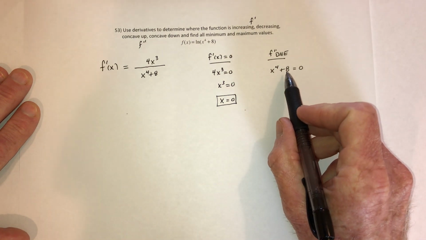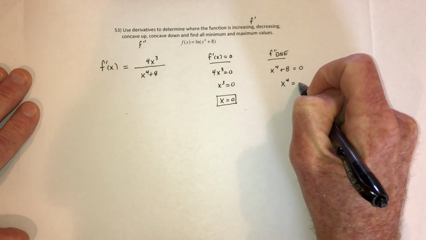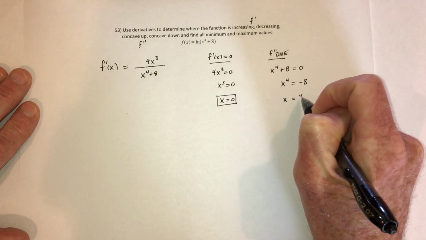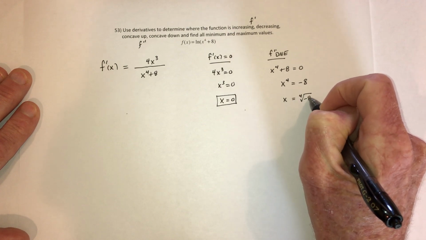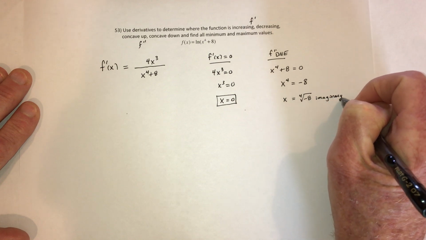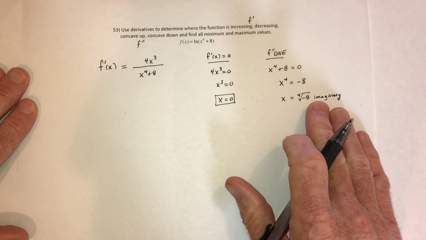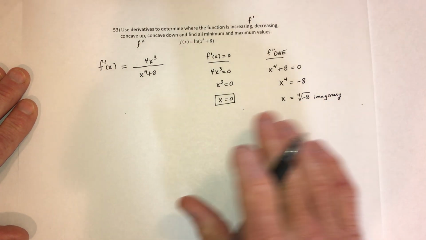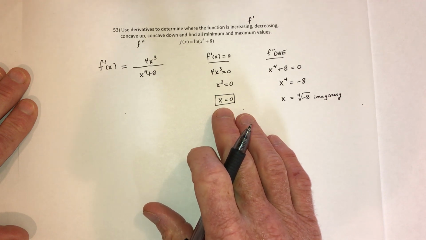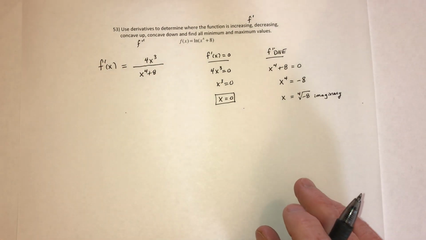Then what about where it does not exist? Well, if you subtract 8 from both sides, it would look like this. And then if you try to take the fourth root of a negative number, that is an imaginary number. And all throughout Math 3A, 3B, and 3C, we don't use imaginary numbers. So that one's out. So the only one that we get is 0. So let's now take a look and see what's happening at 0.